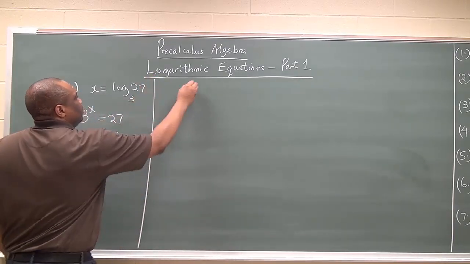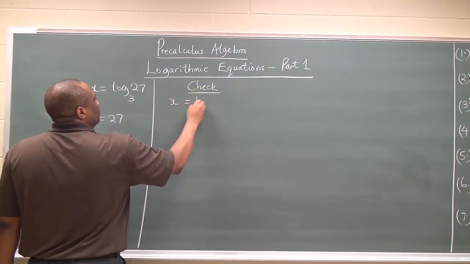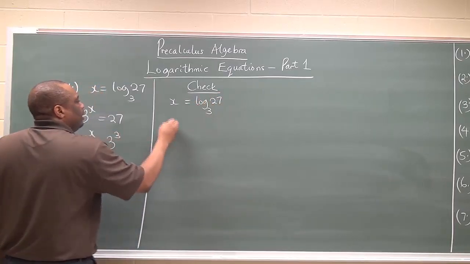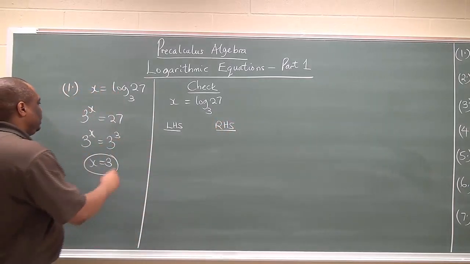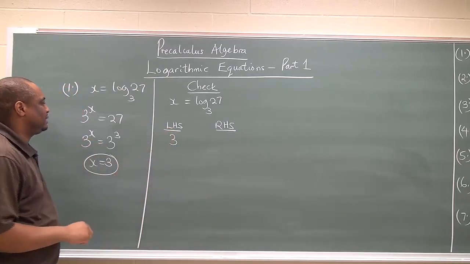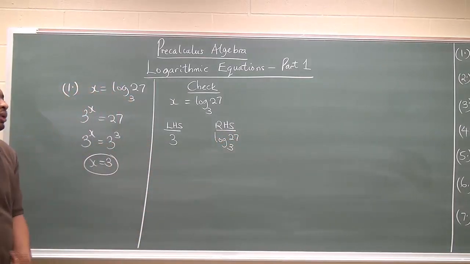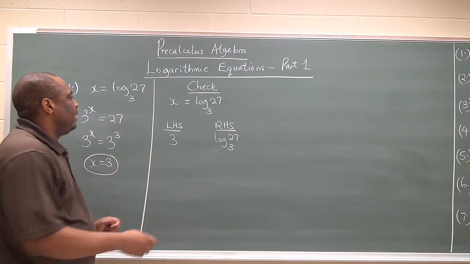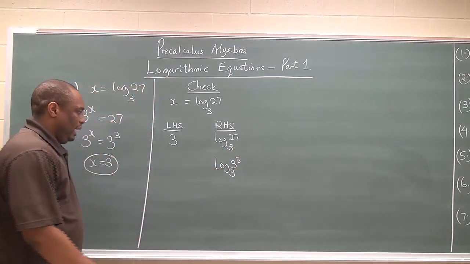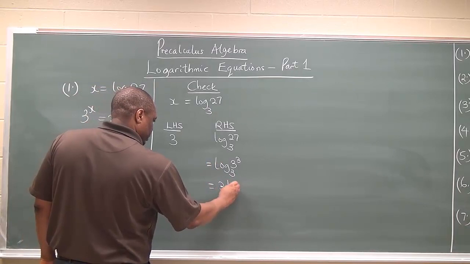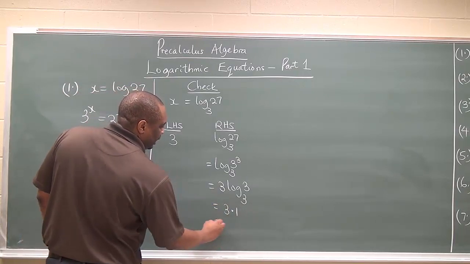How do we check this now? If we have to check it, we will write our equation, x equals log 27 base 3. We write our left-hand side and then our right-hand side. So x is 3, the left-hand side is 3, and the right-hand side is log 27 base 3. In checking it, we shall use laws of logarithms. If we apply the laws of logarithms, this is log 3 cubed base 3. And this will give us 3 log 3 base 3. And that will give us 3 times 1, and that is 3.